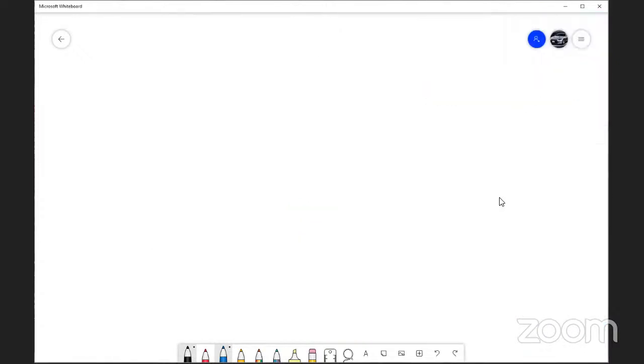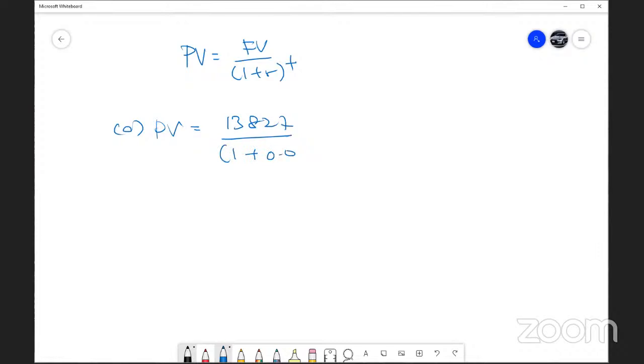So let's move on to question number 3. Number 3, instead of finding future value, they want you to find present value now. Okay. To find present value, the formula is a bit different. So PV equals to FV divided by 1 plus R power of T. Okay. So this is basically the formula only. All right. So key in. If you're using scientific calculator, just put into this formula. A, PV equals to FV, which is 13827 divided by 1 plus 0.07 power of 6.